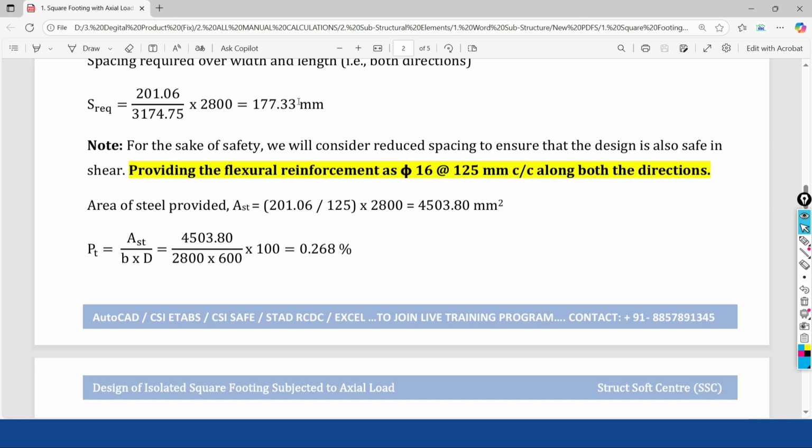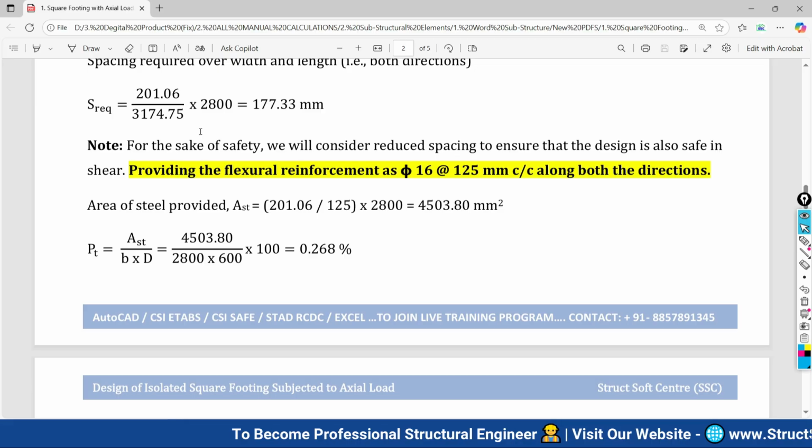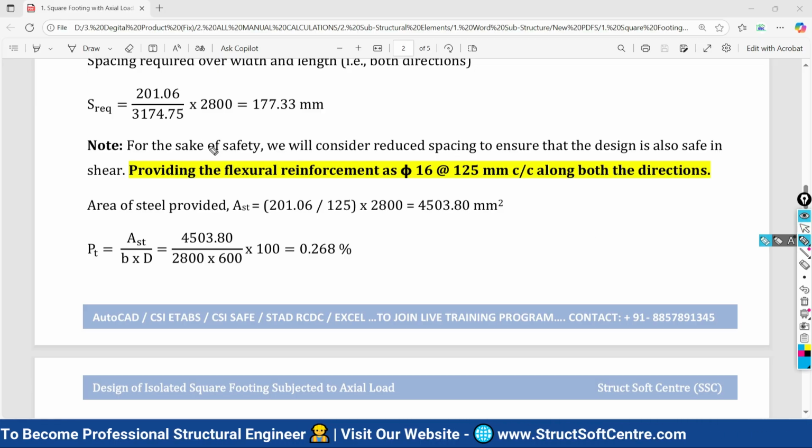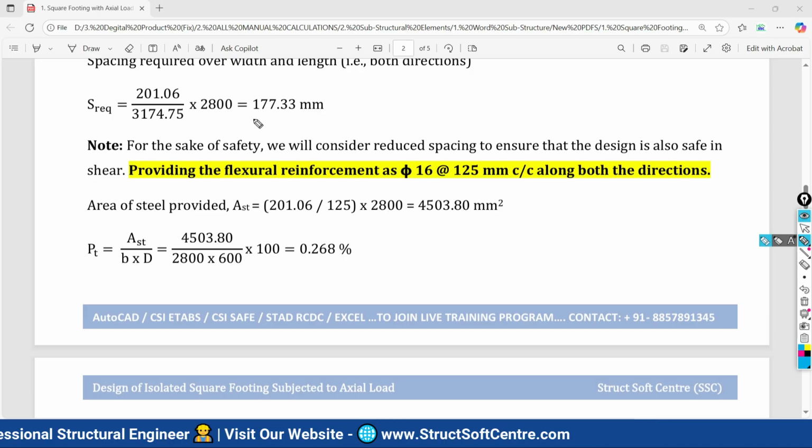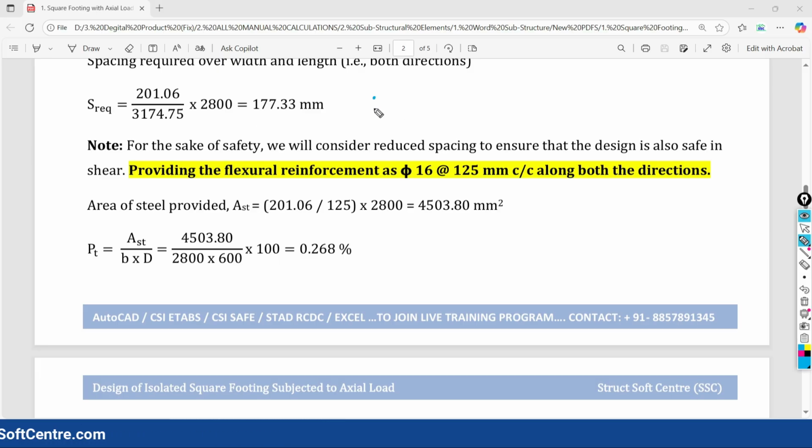Actually you can go with this spacing also, but later on what problem will be there? Your design is going to fail, then you have to repeat the design. So to avoid repeating work, we are going to take the safety. So we are going to reduce this spacing. So in general case, we are going to provide the spacing with a round off of 25 mm on the lower side. So normally what we can provide is 175 mm.